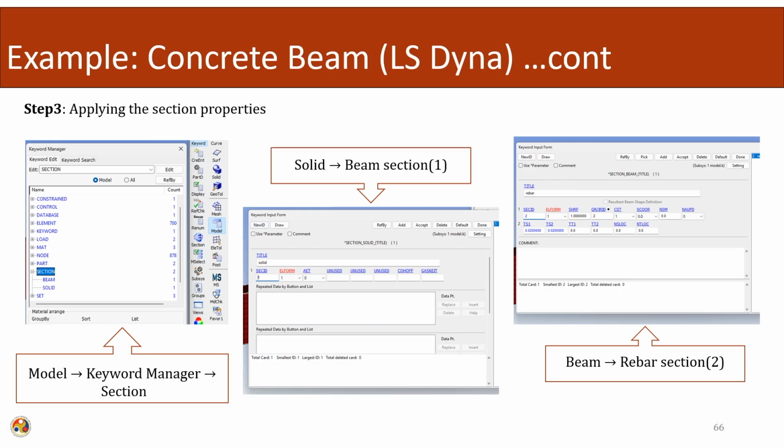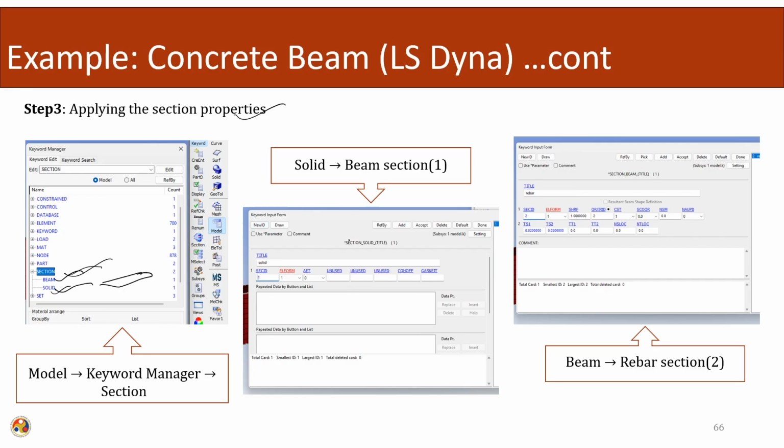After we have created the geometry and the boundary conditions, we can give the sectional properties. For the concrete beam, we can give the solid properties. For the reinforcement, we can give the beam properties. So this is the keyword manager. From there we need to choose the section, and for this particular problem we will be using two types of sectional properties: solid for the concrete part, and beam for the reinforcement part.